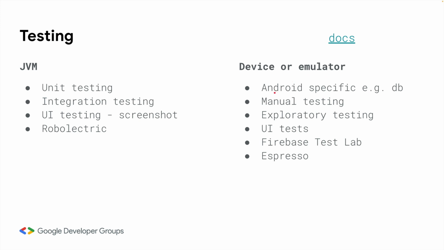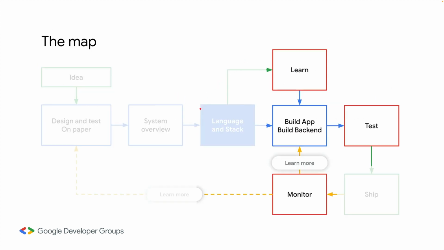On the other side are the device or emulator tests. Now, these are for things that are Android specific, like database or other Android specific things. And so if you want to have the bulk of your tests running quickly on the JVM, it would be a good idea to split it out so that the things that are Android specific or hardware specific are in a separate layer. Remember, we had the layers of the architecture. You can test the layers themselves separately, which will allow you to get better test coverage.